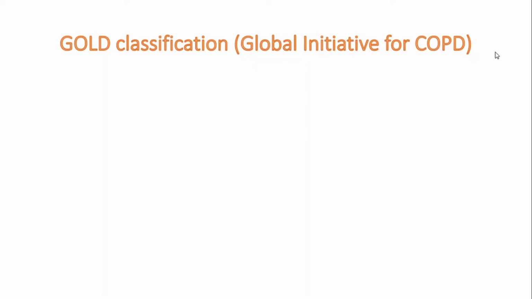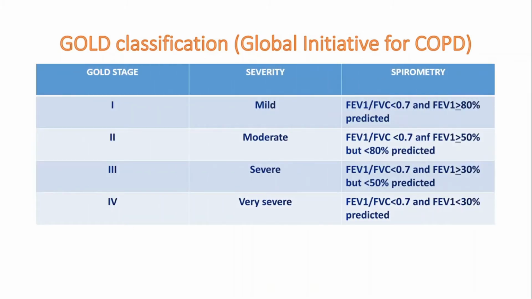Now let's examine the GOLD classification. GOLD stands for Global Initiative for COPD. GOLD classification is used worldwide with slight modifications from country to country, but it stages the patient depending on spirometry values from 1 to 4, and severity of the disease is from mild to moderate, severe and very severe. We know that FEV1 over FVC less than 0.7 is the diagnostic factor for COPD. Now, FEV1 determines whether the patient is mild, moderate, severe or very severe.